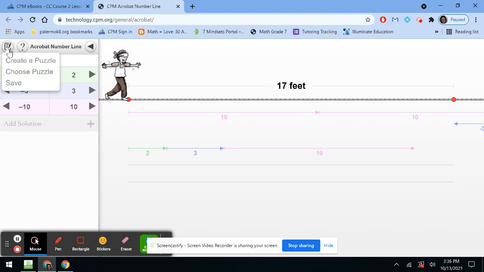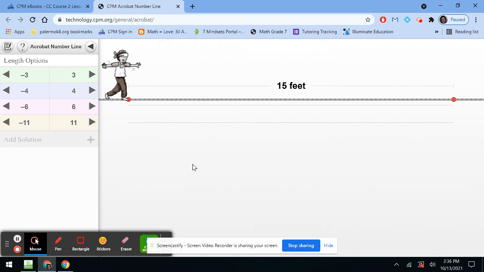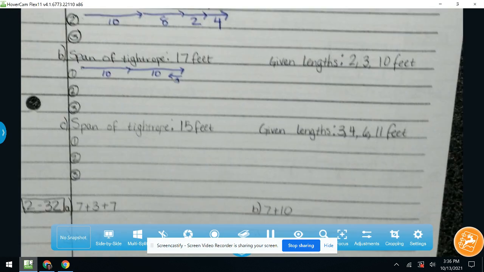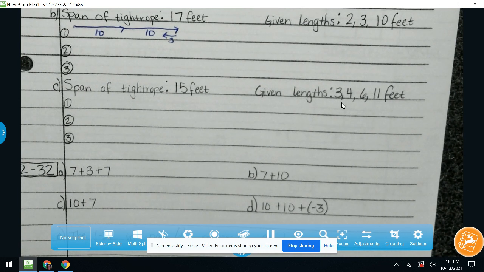Okay, last one is Charlie. We're going to choose a puzzle. Charlie is right here. We have 15 feet. He can move 11 feet, 6 feet, 4 feet, or 3 feet. He also can turn back around. So to do this, and we're going to be writing our answers right here. So again, we have our 15 feet and all of these.